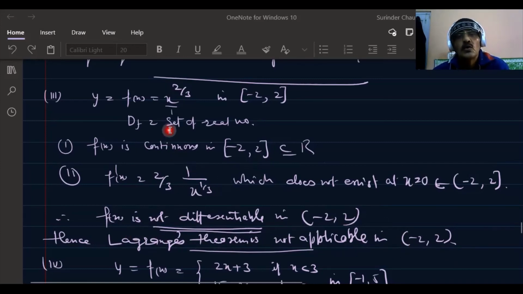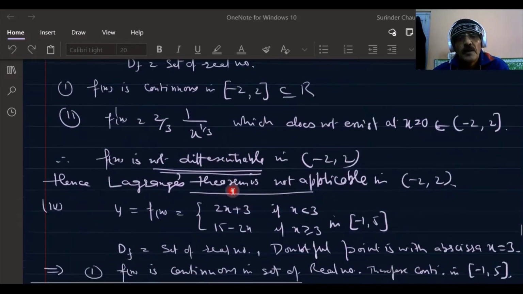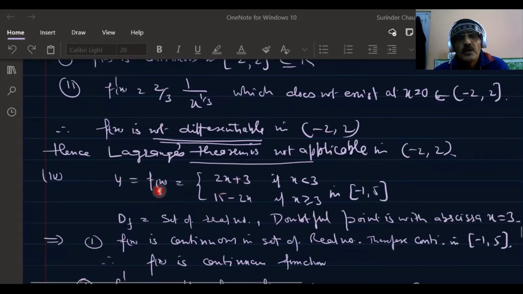Now the next function: f(x) is equal to 2x plus 3 if x is less than 3, and 15 minus 2x if x is greater than or equal to 3. We have to apply the Lagrange mean value theorem in the interval minus 1 to 5. What is the domain? The set of real numbers. The critical point is 3. So at 3, we'll discuss its continuity and differentiability.